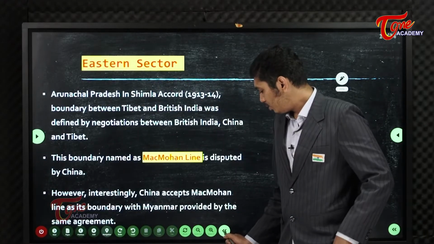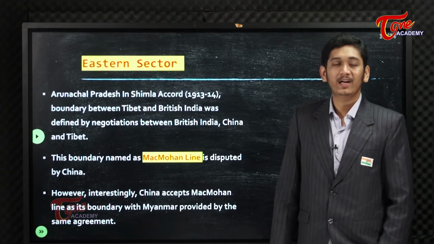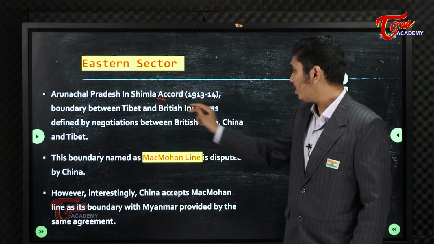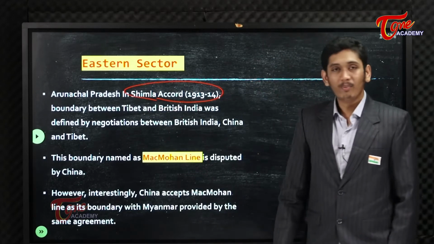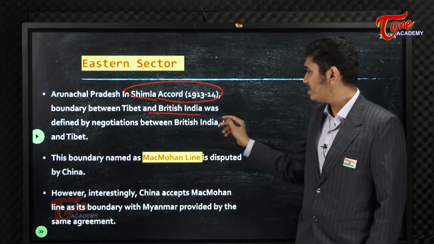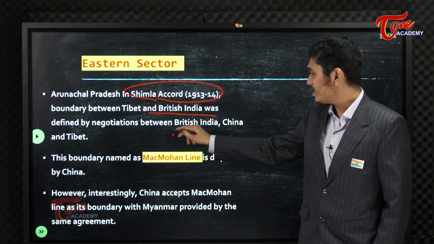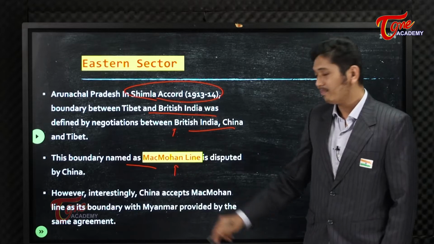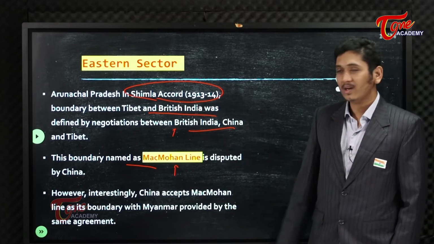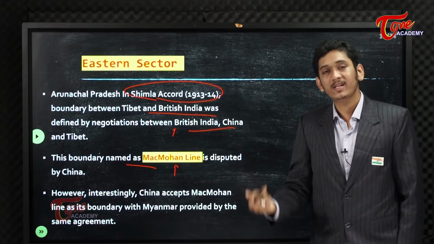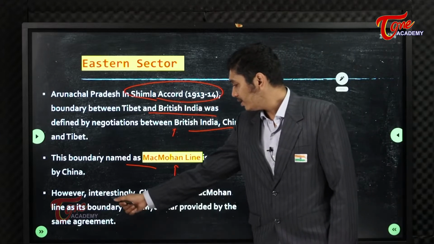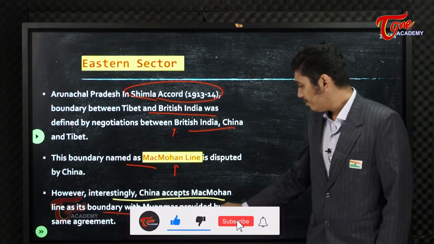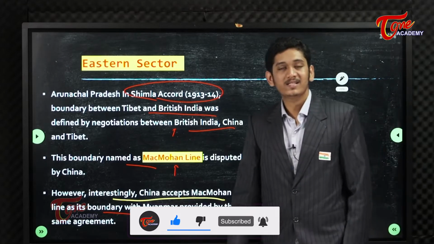Next, we'll also learn about the eastern sector, that is Arunachal Pradesh. Under the Shimla Accord of 1913-1914, the boundary between Tibet and British India was defined, through negotiation between the British, China and Tibet, and this boundary was named after McMahon. In the Shimla agreement, we have said we are taking Arunachal Pradesh as a part of India. However, interestingly, China accepts the McMahon line as its boundary with Myanmar, provided by the same agreement.